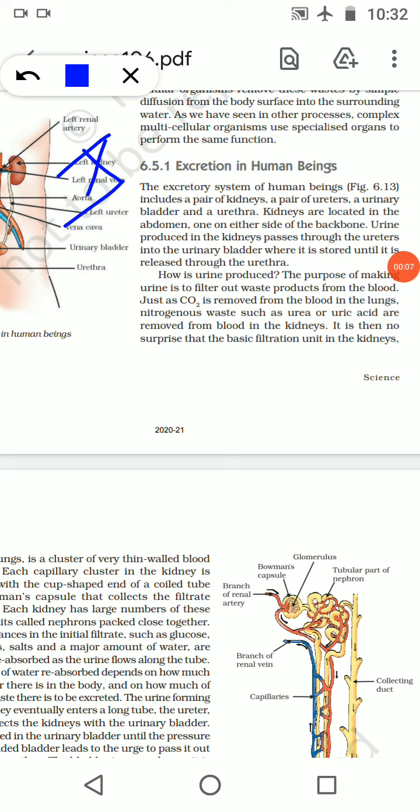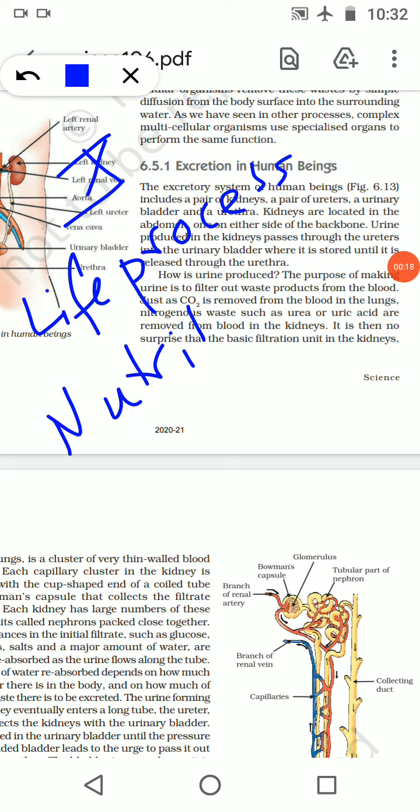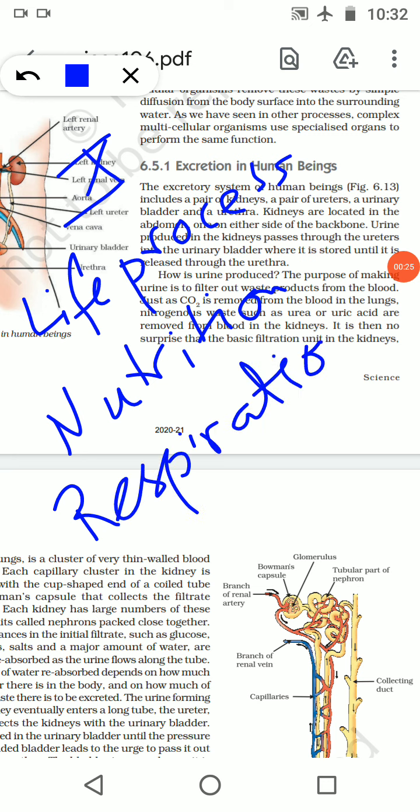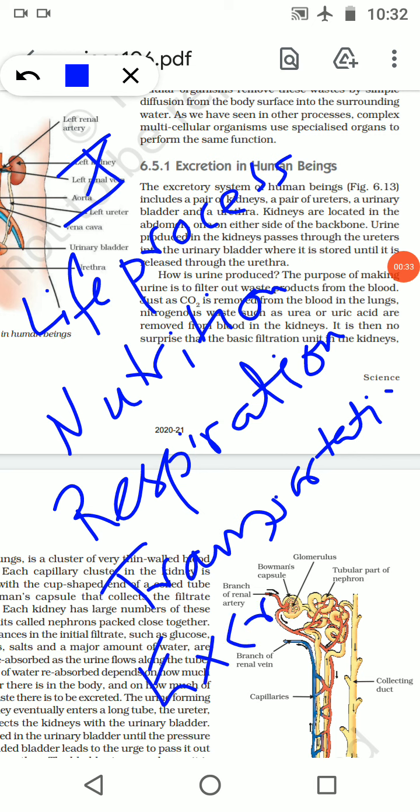From class 10, this is the part where it's life processes. In my previous videos, I have dealt with nutrition, respiration, and transportation. And this is the last one. I will be dealing with excretion. Excretion basically means removal of waste.